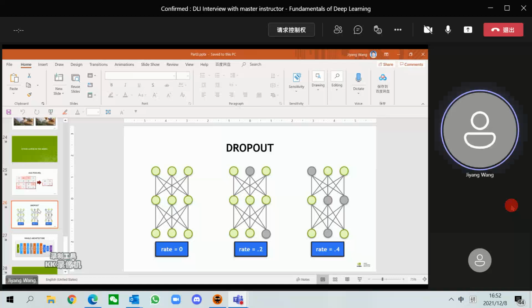Okay. I think the core idea of your explanation is to reduce the complexity of the model. Is my understanding correct? Yes. Okay. All right.